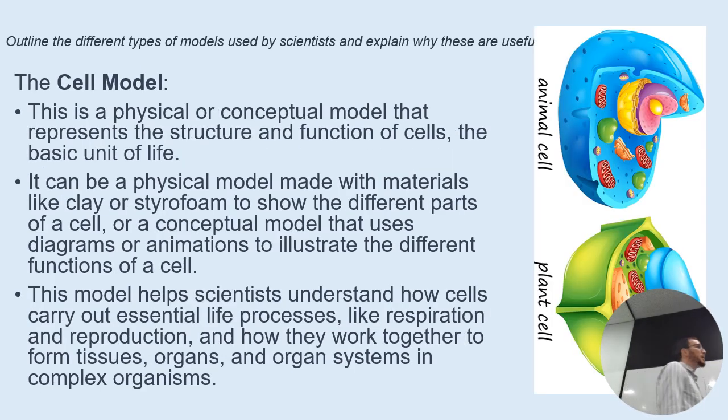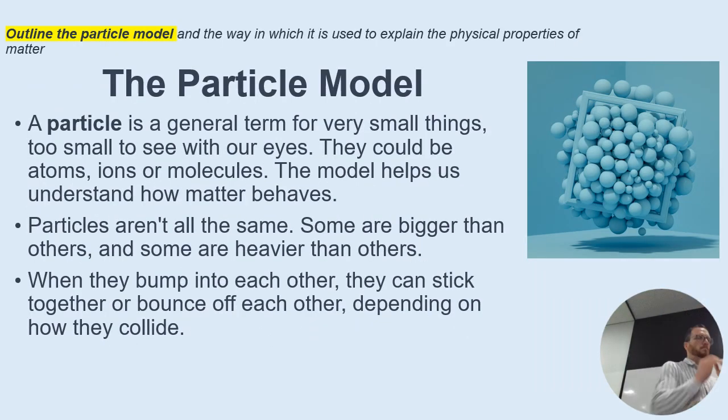We've got the cell model. It's a model in which we can identify and look at particular parts of the cell. The cell is the building block of all life on the planet. The plant and animal models. And we look at the cell in Year 8 science. Most importantly for this unit is looking at the particle model.